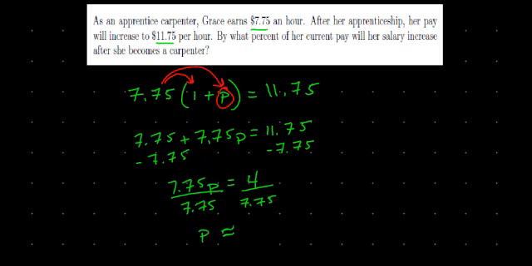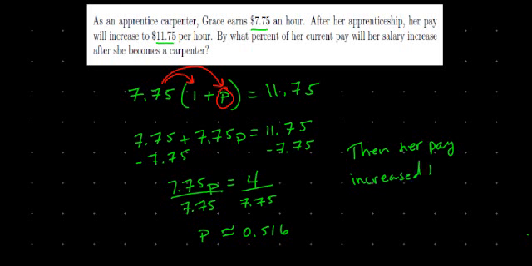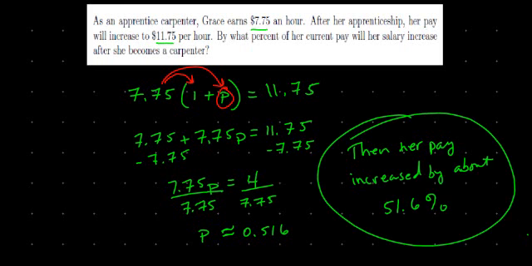That's about 0.516, and so that's the decimal form of our percentage. Then her pay increased by about 51.6%. So going from $7.75 an hour to $11.75 per hour is about a 51.6% pay increase.